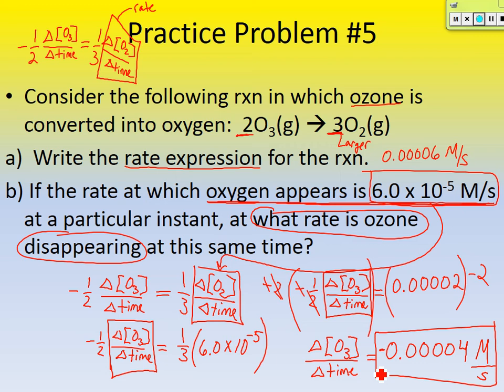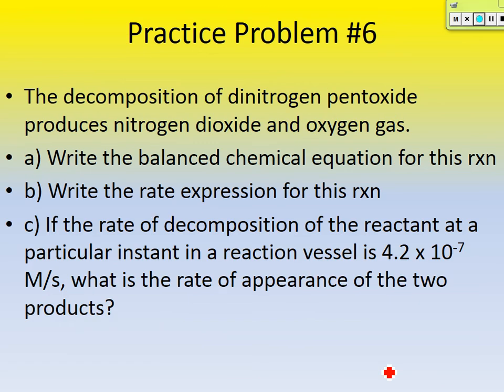I got one more practice problem, and let's see if we can make sense of this. Practice problem number 6. Oh, let's see if we got the answer right. So B was negative 4 times 10 to the negative 5. And yeah, if we wrote this in scientific notation, that's what it would be. Okay, practice problem number 6. This is the last one of the lesson, so please watch. Let's try and get this down.